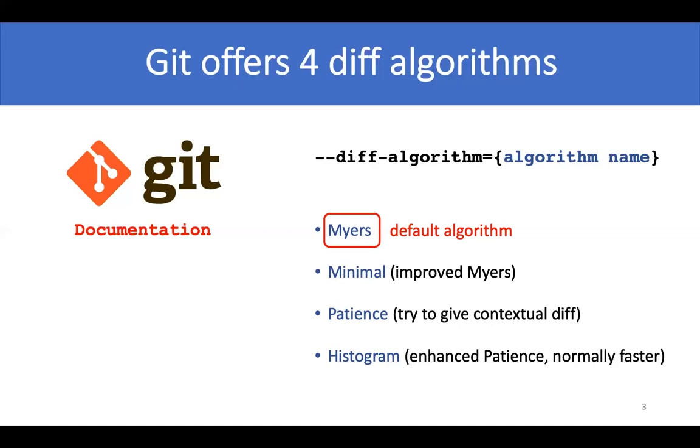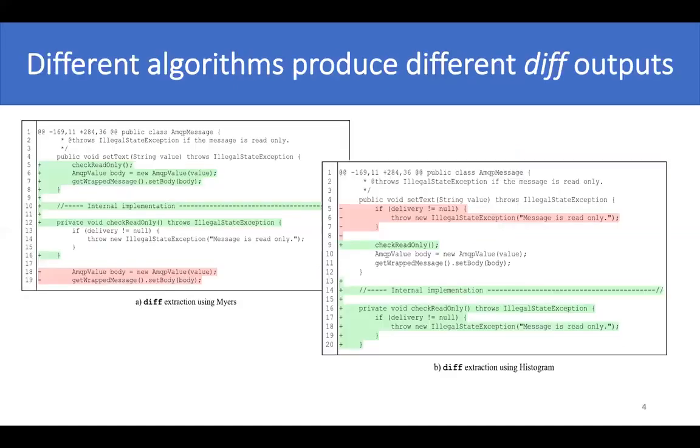However, the problem is that the diff outputs are sometimes different due to different diff algorithms. Different diff algorithms might identify different change hunks, that is, a list of program statements deleted or added contiguously separated by at least one line of unchanged context.